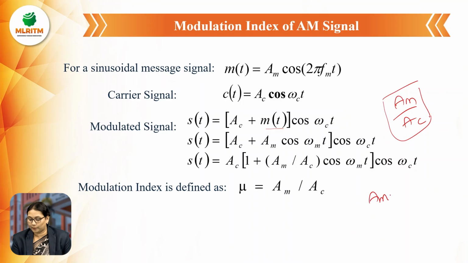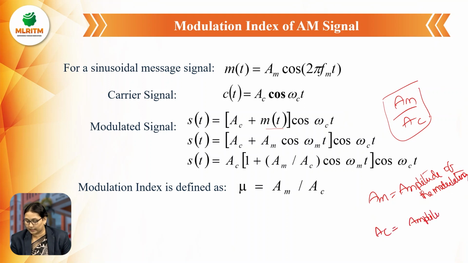Here, what is Am? It is the amplitude of the modulating signal, and Ac is the amplitude of the carrier signal. So what is meant by modulation index? Modulation index mu is equal to Am by Ac. It is the ratio of the amplitude of the modulating signal to the amplitude of the carrier signal.